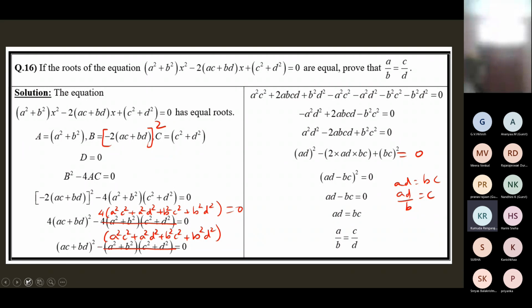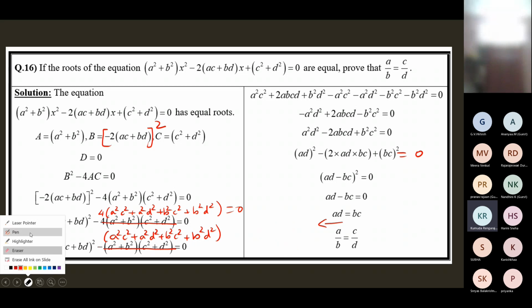You can use these extra steps if you want. See here. After this, you can write AD by B is equal to C, because it's A by B, no? So you bring the B for division, then it's C by D. So A by B is equal to C, bring the D for division, C by D. You can include this step. This one step you can include.